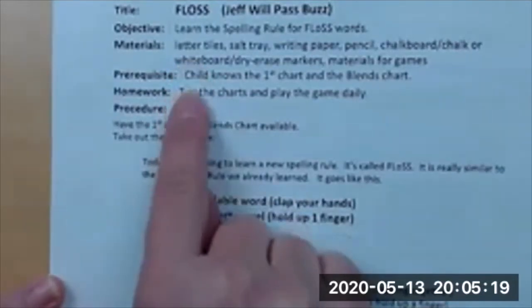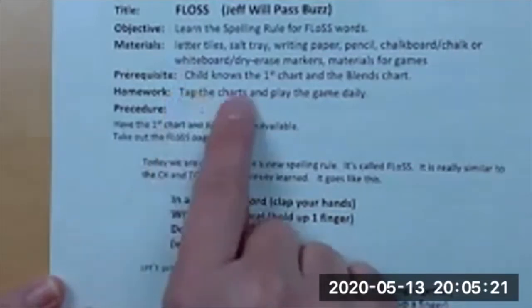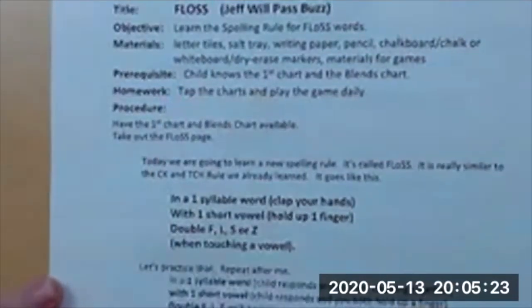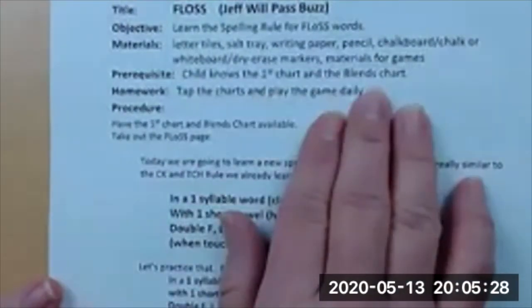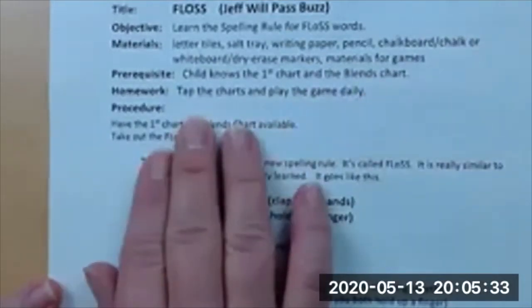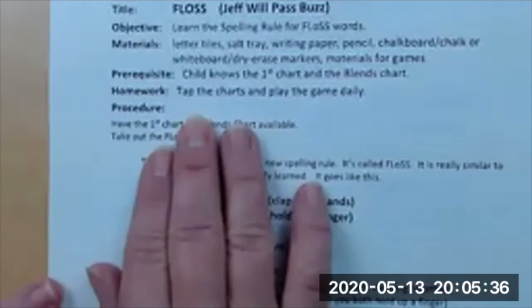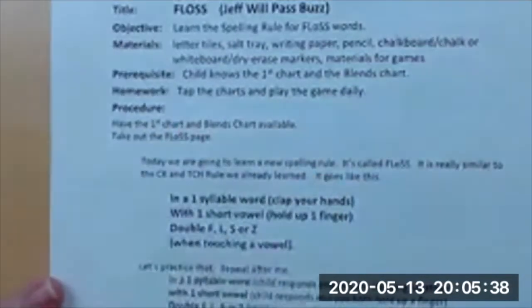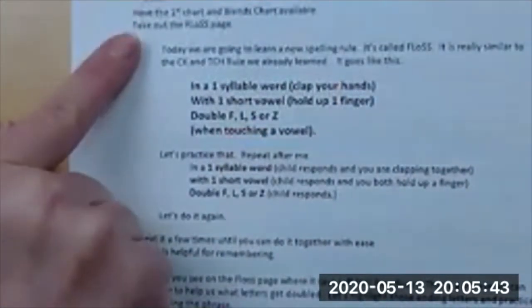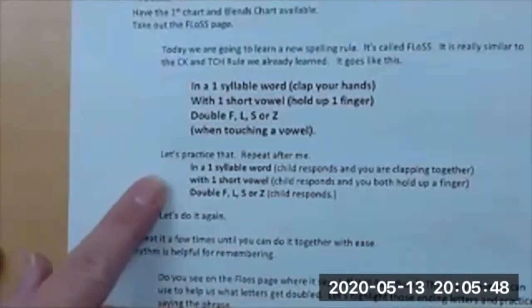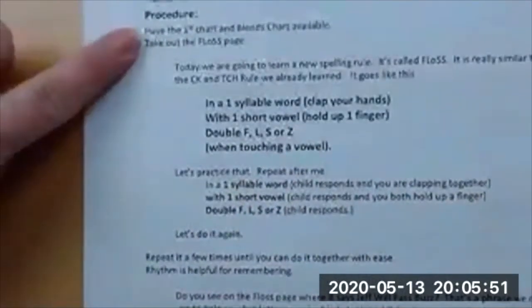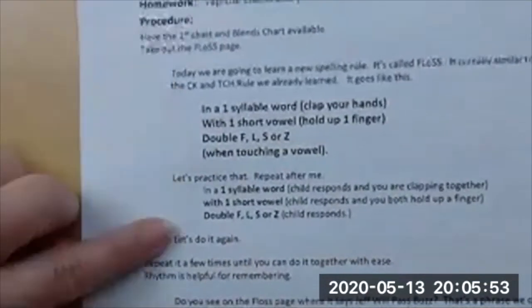The prerequisite for teaching the FLoSS rule is that the child has tapped their first chart and their blends chart. You can teach the FLoSS lesson before the child knows the blends chart, but there's just not that many words that fit the rule before they know the blends. And the homework for the child, if you're doing this in a tutoring environment, is for them to tap the charts and play the games daily. When you're looking at the lesson, there are pieces here that tell you what you're supposed to do and what you're supposed to say. So it's formatted with what you do and then what you say.